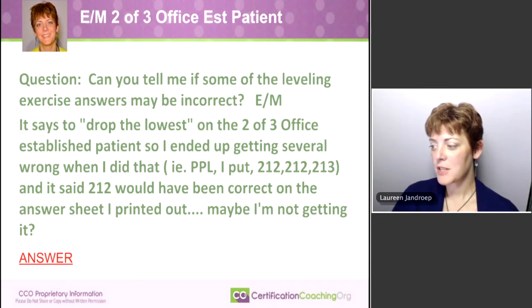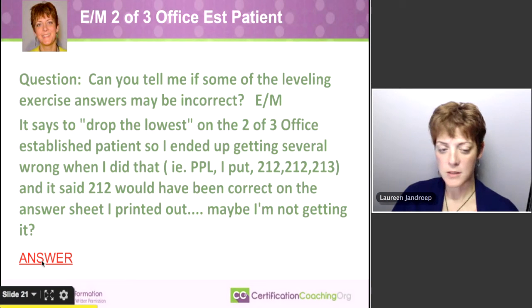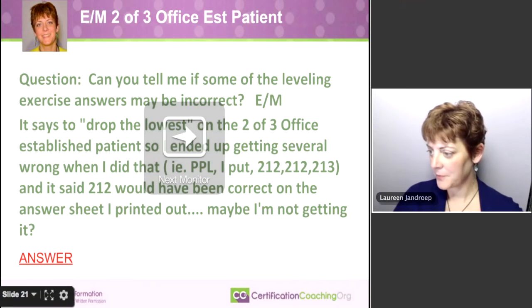So the question is, can you tell me if some of the leveling exercise answers may be incorrect for the E&M? It says to drop the lowest on the 2 of 3 office established patients, so I ended up getting several wrong when I did that. So let me show you this technique that I've been teaching since 1999.